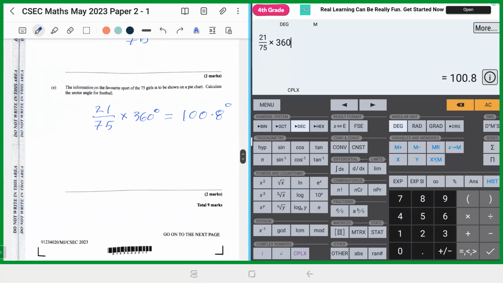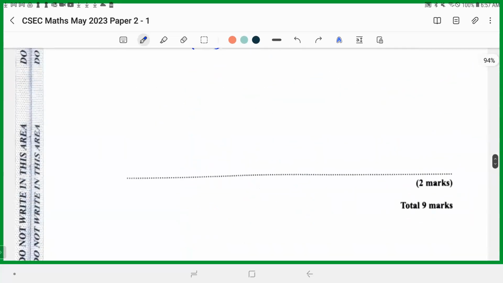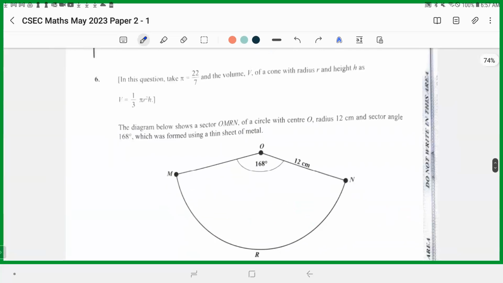All right. Next question down here is number 6. So number 6 is some measurement, right? Pi is 22 over 7 in this question. Volume of a cone is 1/3 pi r squared h. So we calculate the volume of a cone somewhere in this question. I use that formula somewhere. Question says the diagram below shows a sector OMRN of a circle.